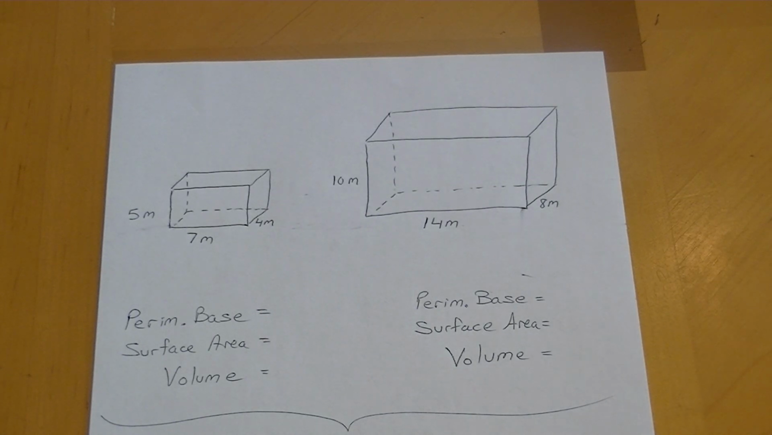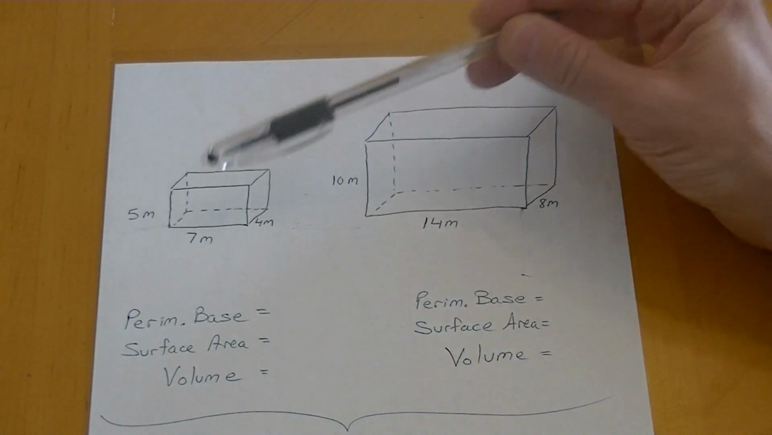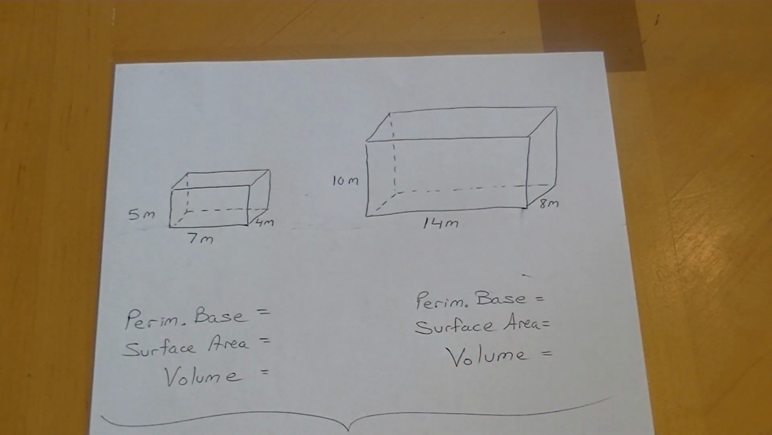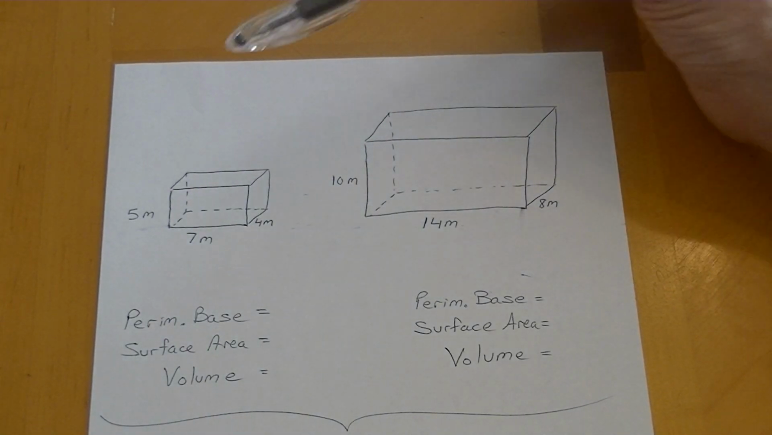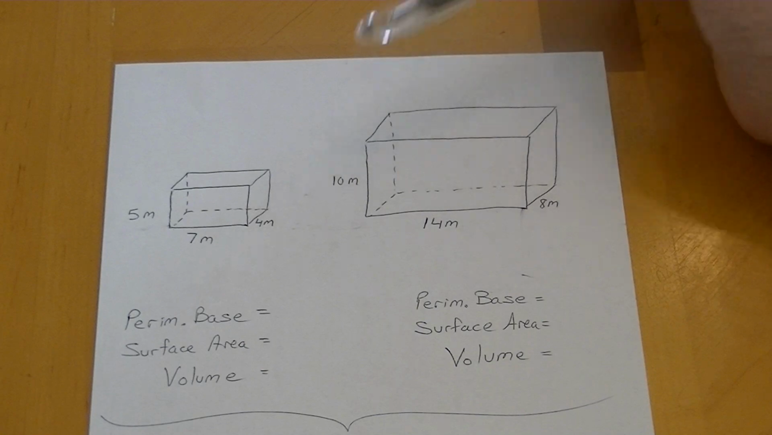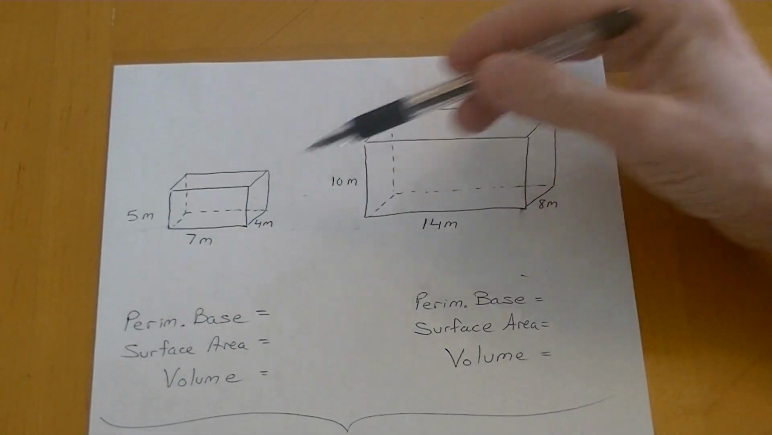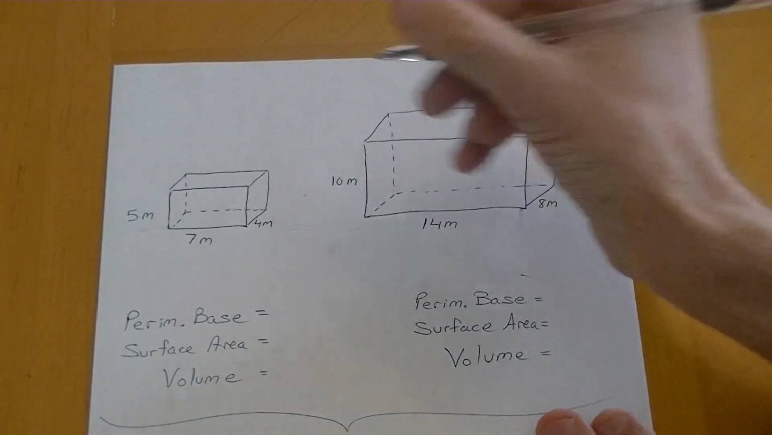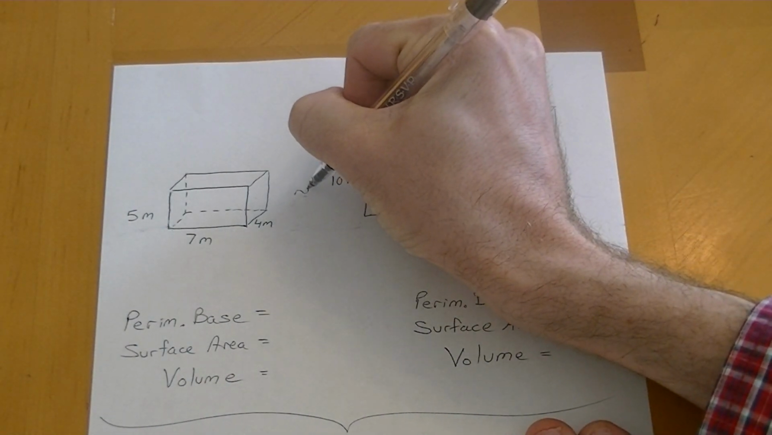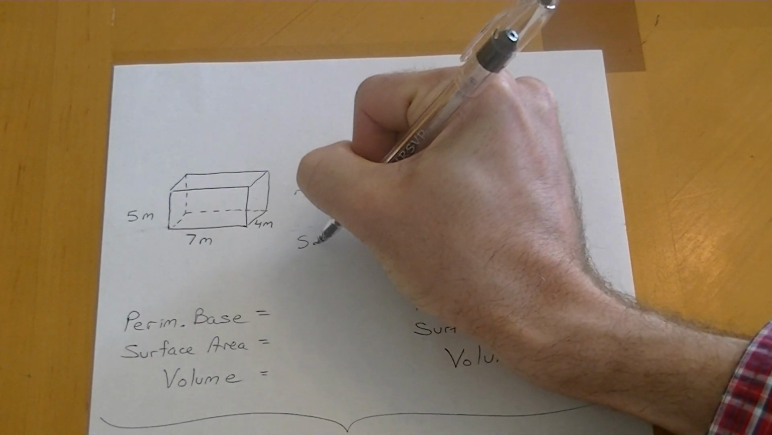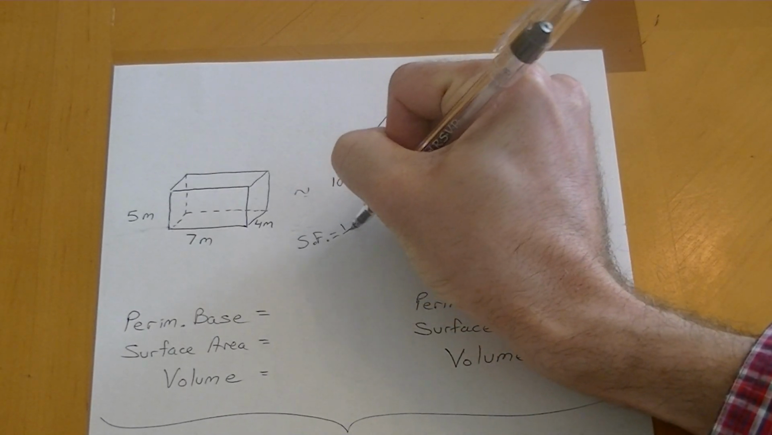So if I have two right rectangular prisms, like these two boxes, and if all the corresponding one-dimensional lengths are proportional, if I get equal ratios, then we would say that they're similar. So here it's very easy to see, since 5/10 is 1/2, 7/14 is 1/2, 4/8 is 1/2. These are similar rectangular prisms, and the scale factor is 1:2.